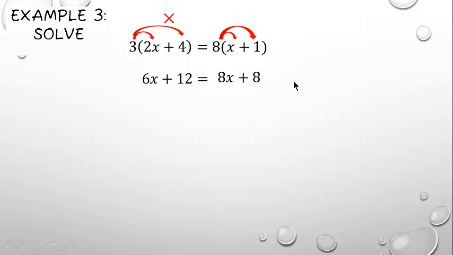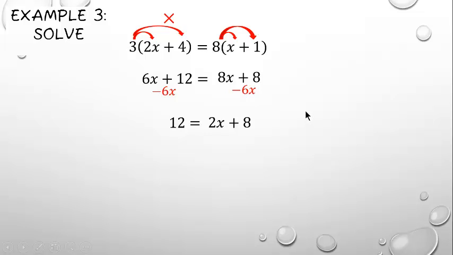So we have an equation with pronumerals on both sides now. So this time, rather than bring the pronumerals onto the left-hand side, I'm going to bring them over to the right-hand side. So I end up with a positive pronumeral on the right-hand side. So I'm going to subtract 6x from both sides. So on the left-hand side, the 6x's cancel and I end up with 12. On the right-hand side, I end up with 8x minus 6x is 2x plus 8.